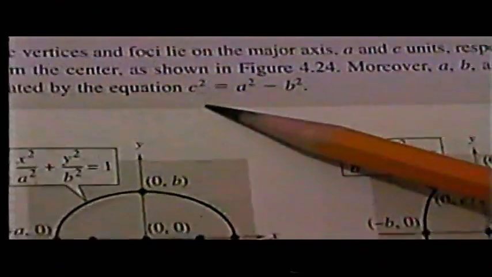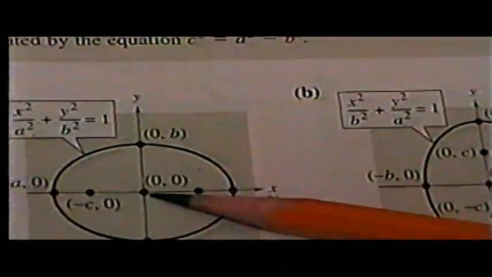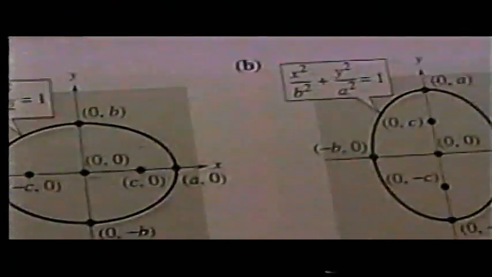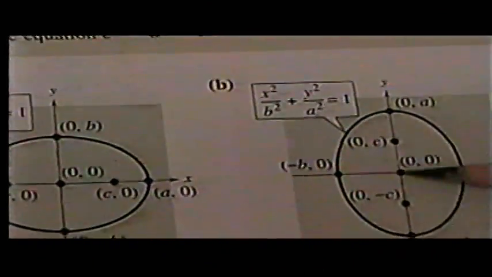You can find c, and once you get c, you know that one focus would be (c, 0), the other focus would be (-c, 0) if the larger number is under the x squared. If the larger number is under the y squared, then the foci are always on the major axis. So the longer one is the one that would contain the foci.